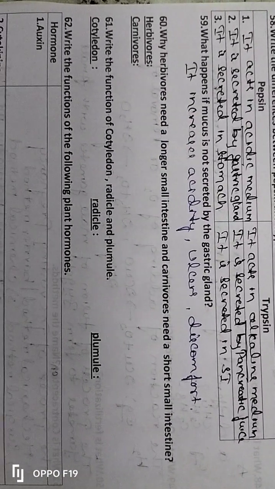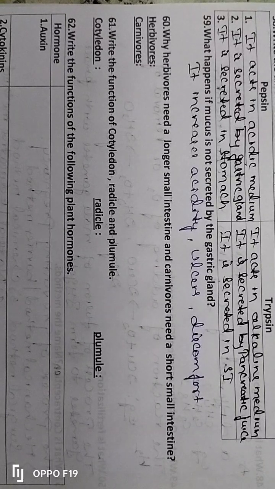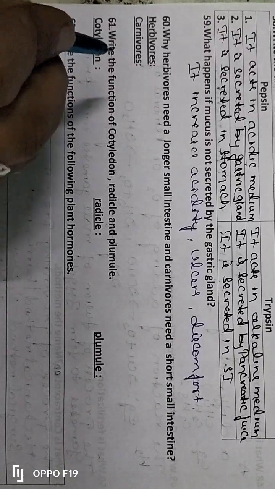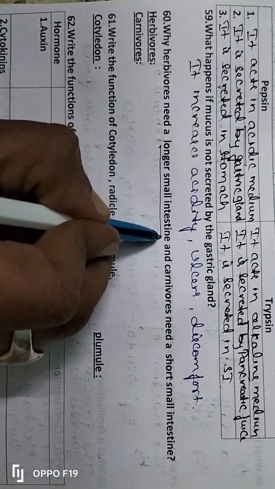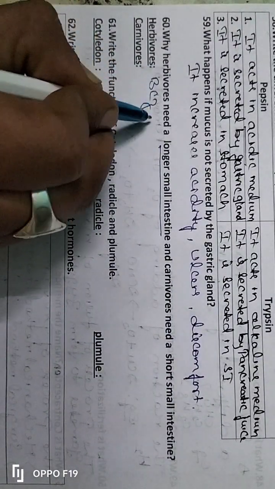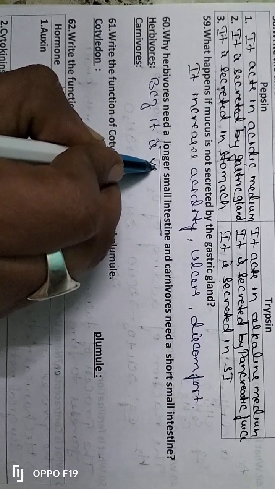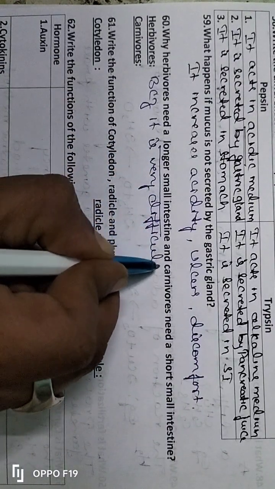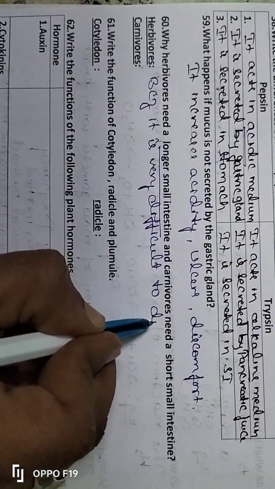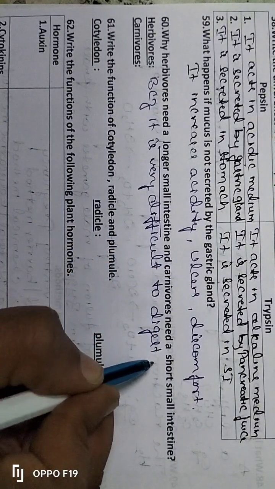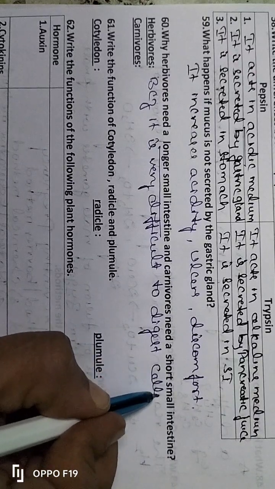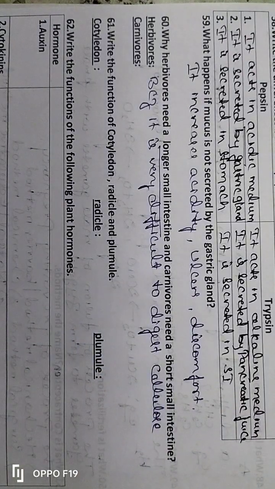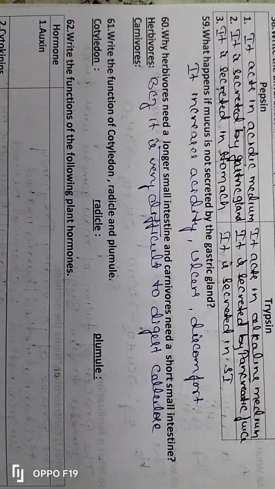Then the next question is why herbivores need a longer small intestine and carnivores need a short small intestine. Coming to herbivores, why do they need a longer small intestine? Because it is very difficult to digest cellulose. Therefore, they have a longer small intestine.